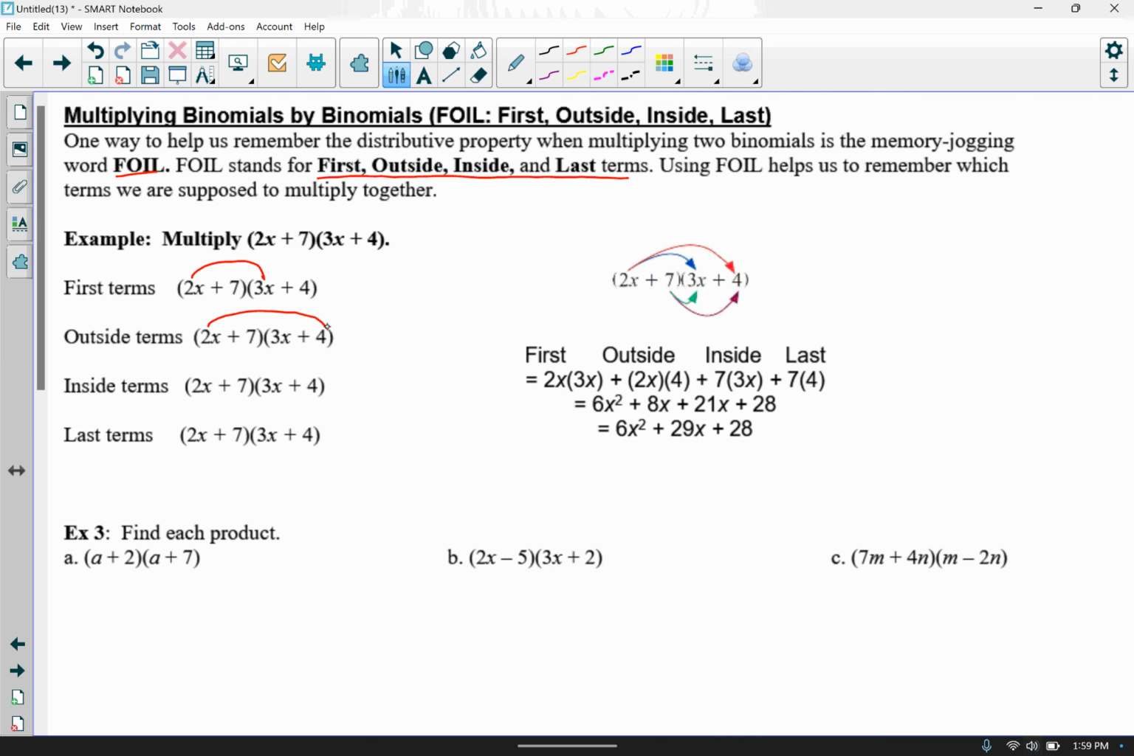Inside terms, so what's on the inside of these parentheses? The 7 would be considered inside, and the 3x would be considered inside. And then you move to the last terms of your parentheses. The 7 and the 4 are the last terms in each of those parentheses, okay?